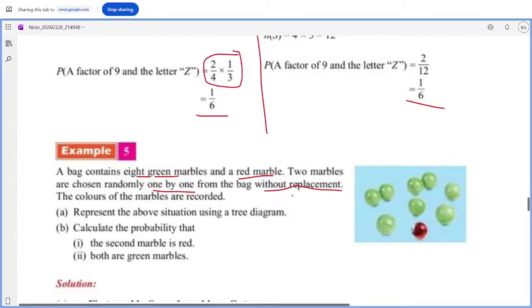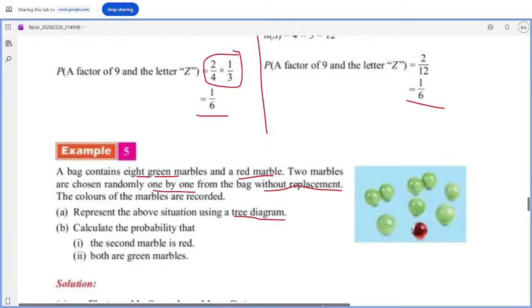Dependent or independent? May I know? This is the keyword already. If you don't replace the marble. Yes. Okay, very good. If you don't replace, the total is going to change. Total change, dependent event. It will affect each other. Okay, that's how you guys must think. Okay, now you guys need to know about tree diagram also. Do you guys know how to do this? Have you done this before in any exercise you did? Tree diagram?